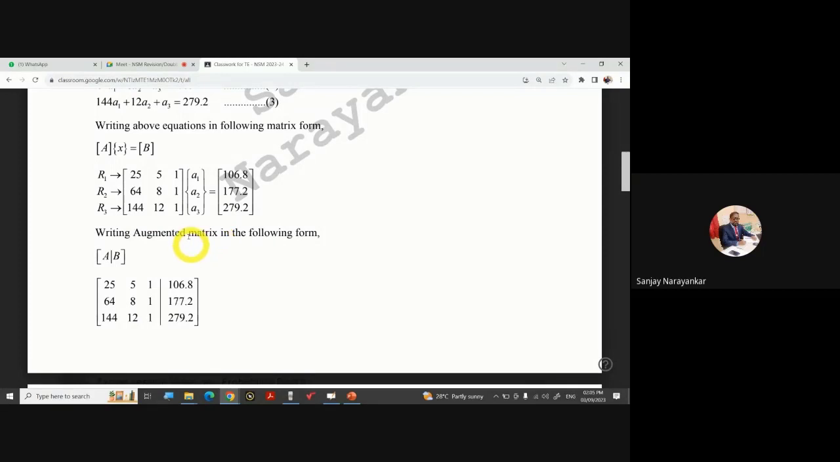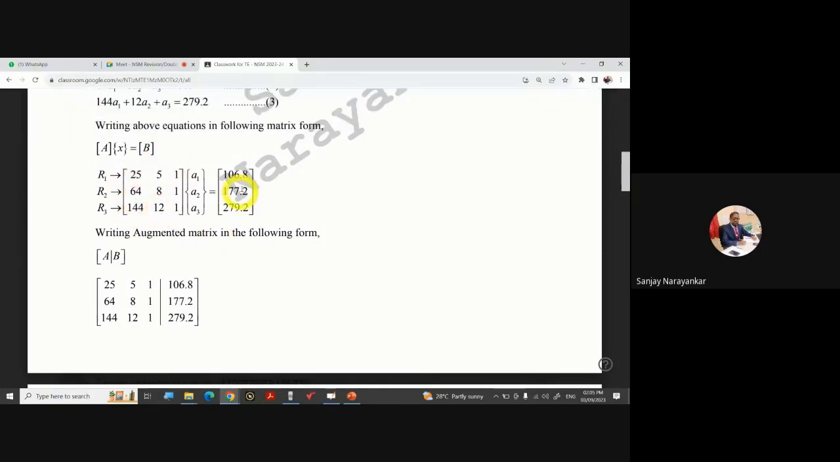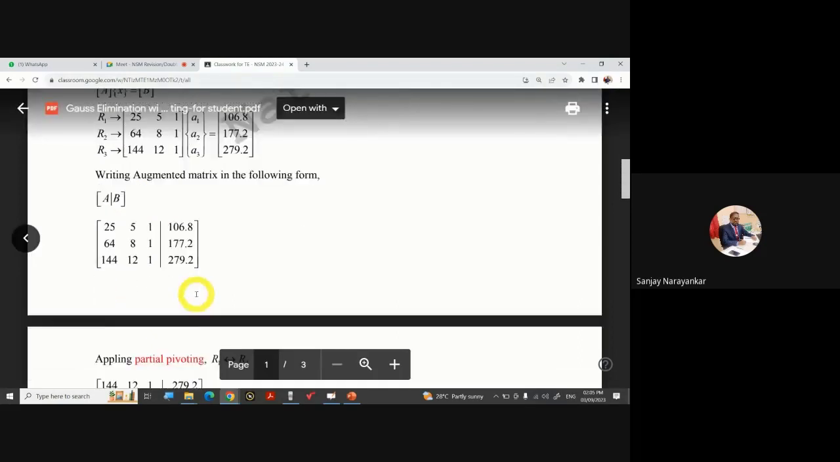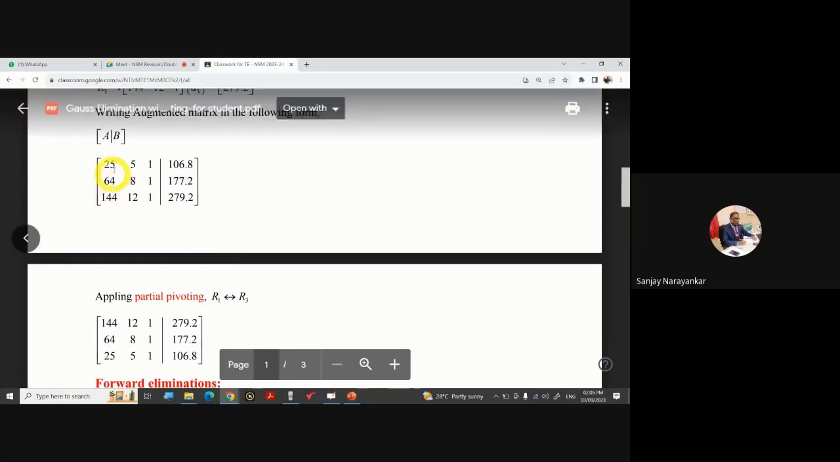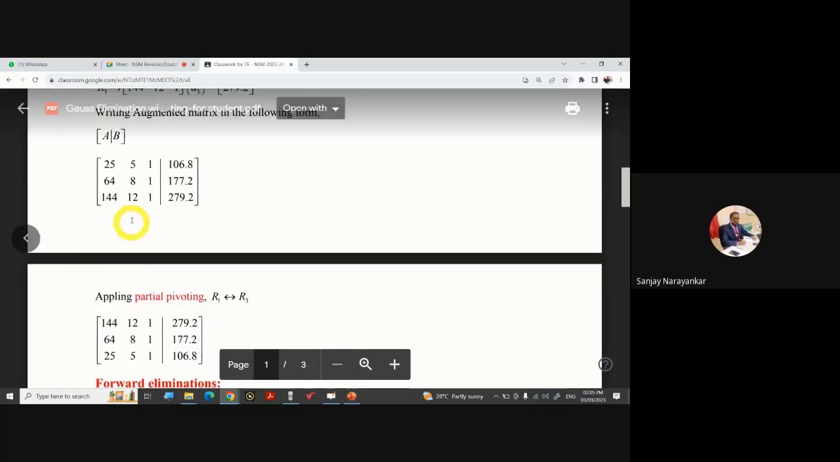What is the augmented matrix? We are just going to augment the coefficient matrix and the constant matrix. So whenever we perform an operation, we will perform it on the coefficient matrix as well as the constant matrix. Now, first of all, you have to check whether there is a need for partial pivoting. Partial pivoting means what? We have to look at the first column, first element. This element should be the maximum.